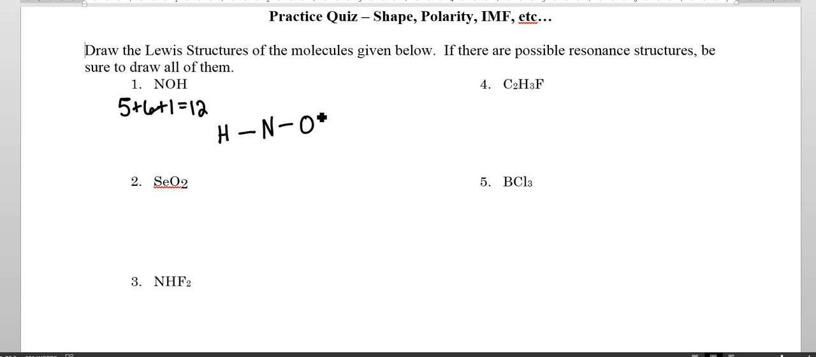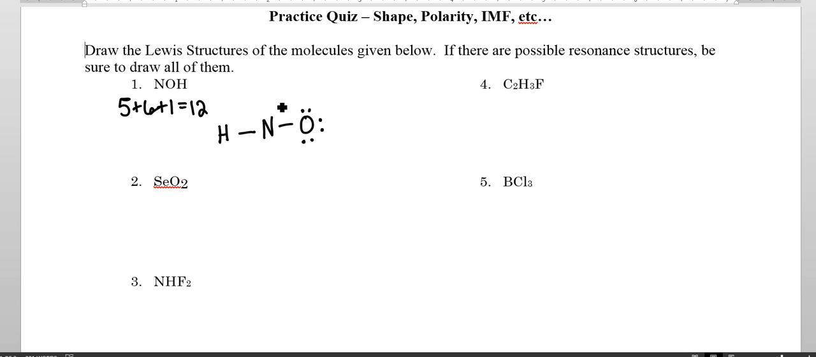Step 3 is you're going to give your outer atoms an octet. So hydrogen doesn't want an octet, it only gets 2 electrons, so it is good. So I'm going to give oxygen an octet. Step 4 is I'm going to put all of my leftover electrons on the central atom.